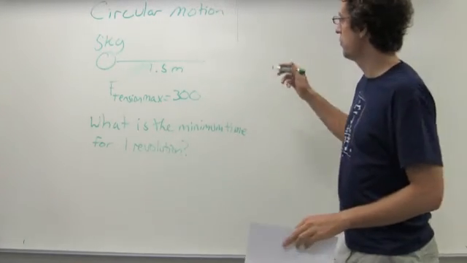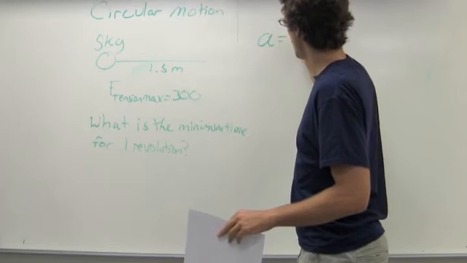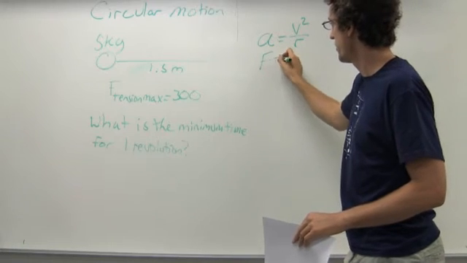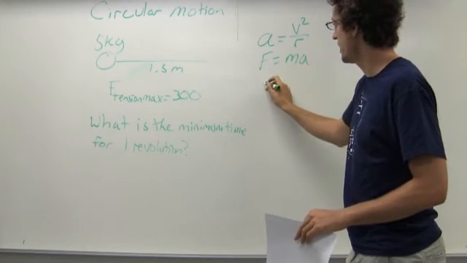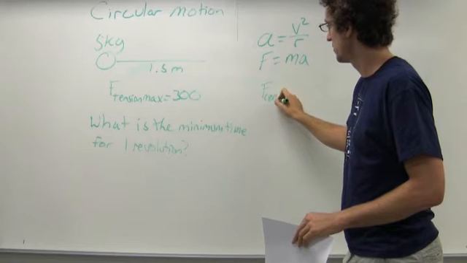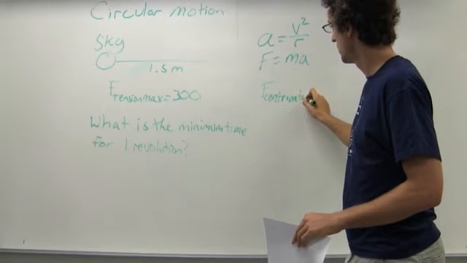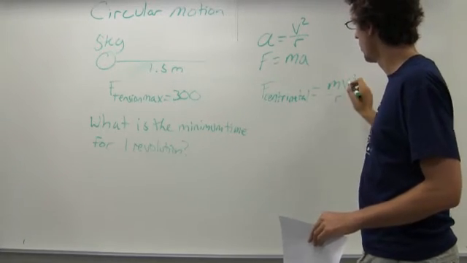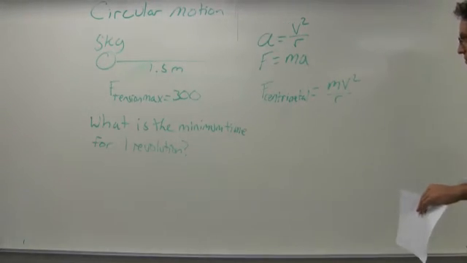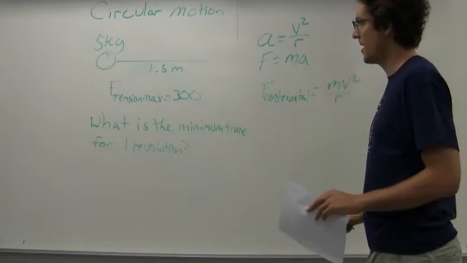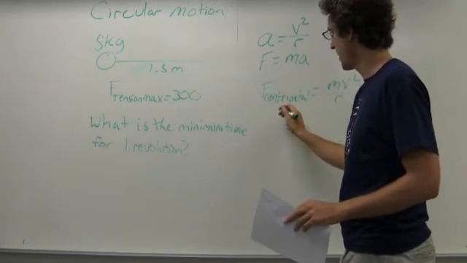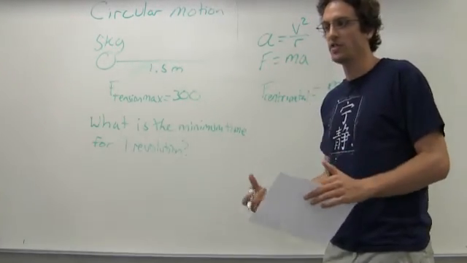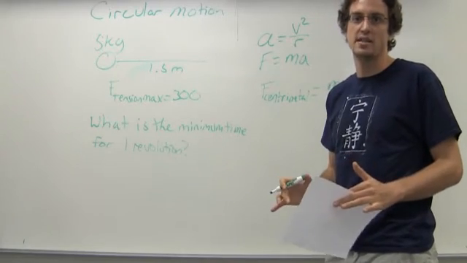Alright? Now we know from centripetal acceleration that a equals v squared over r. We also know, of course, that F equals ma, so we should get that the centripetal force is equal to mass times velocity squared over r. We know our mass, we know our maximum tension, because the tension is going to be equal to the centripetal force. And the reason is because all of the centripetal force is going to be applied by that tension.